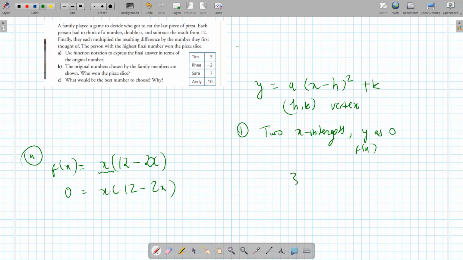What if we have something like this? 3x minus 9 equals 0. How do we solve this equation? Move the 9 to the other side of the equal sign, and then divide by 3, right?